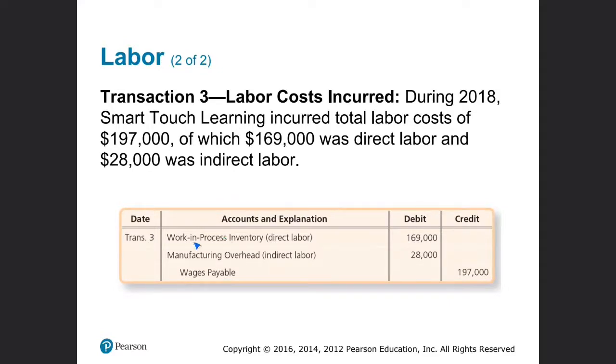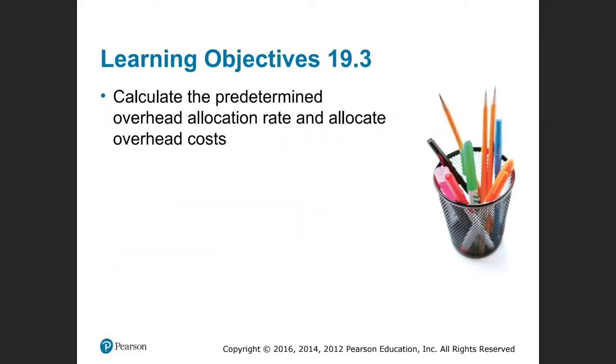So we're going to debit our work in process inventory account for direct labor, the $169,000. We're going to debit our manufacturing overhead account for $28,000 and credit our wages payable account for $197,000. Next, we're going to calculate the predetermined overhead allocation rate and allocate overhead cost.